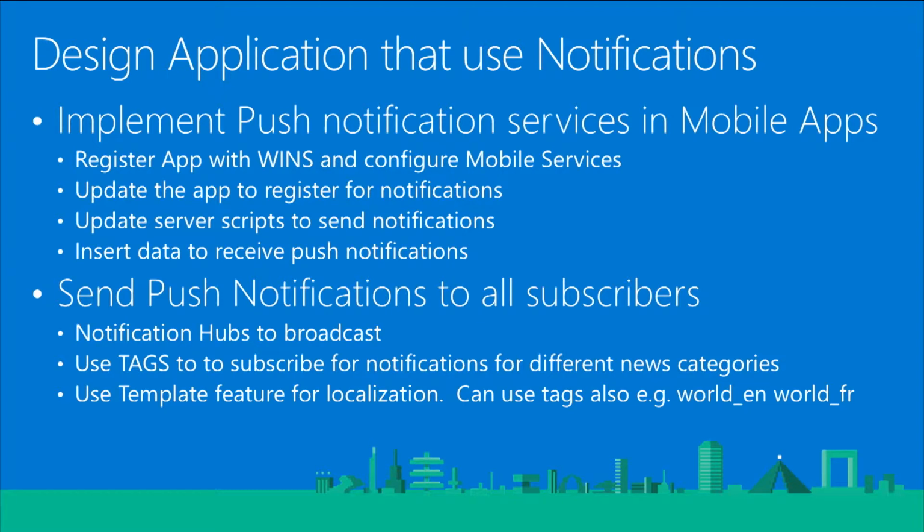Again, for mobile apps, you can use notification hubs to implement push notifications. The native SDK will manage registering the app with the Windows notification service and configuring mobile apps based upon that. It's going to update the app, so now you're registered for notification. Any server scripts where you want to send notifications will send to the same hub, and your device will receive that notification. From server-side scripts, you can just send notifications, and all the devices that have the notification hub configured will receive them.